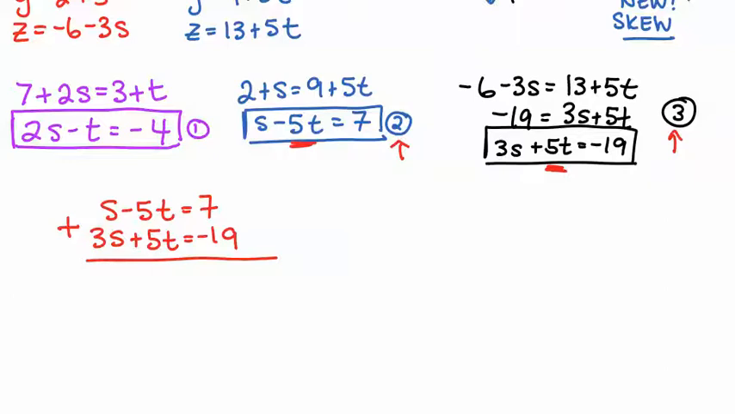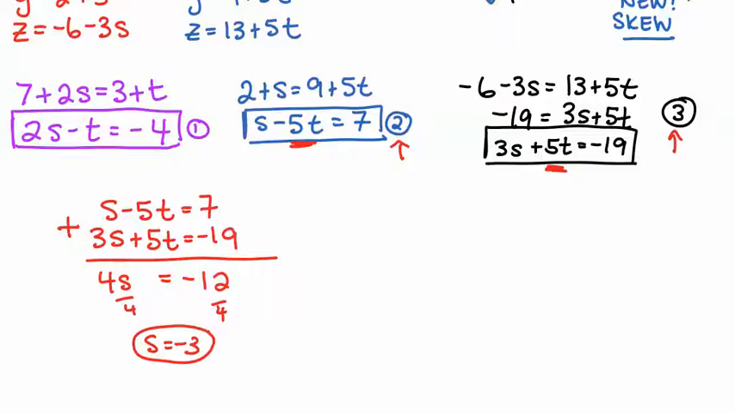So s plus 3s will be 4s. Negative 5t plus 5t would end up being 0t, so that's eliminated. And then 7 plus negative 19 will be negative 12. So I know 4s equals negative 12. I want to solve for s, so I'm just going to divide by 4. So I know s is equal to negative 3.